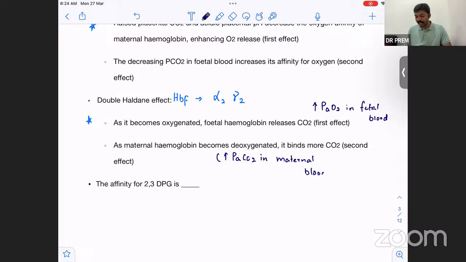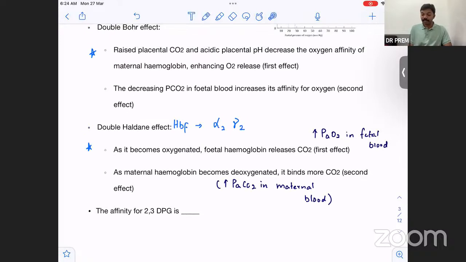So that is the double Haldane effect and double Bohr's effect, guys. All right. So two very important parameters you have to be familiar with. Please remember, double Haldane effect and double Bohr's effect have been asked in the past decade. 2010 to 2020 question papers had this question. The AIIMS question paper and the PGI Chandigarh question paper had this effect, double Haldane and double Bohr's.